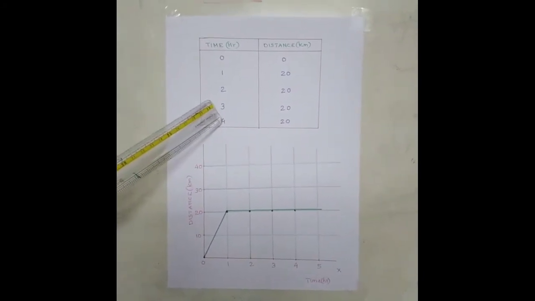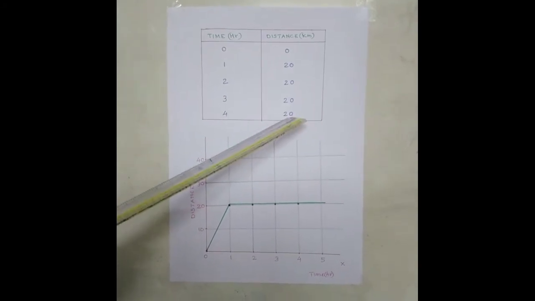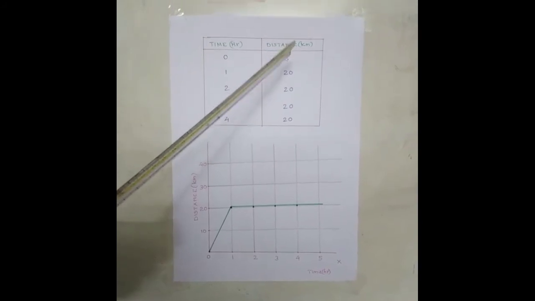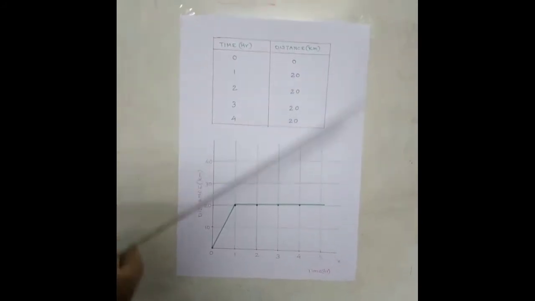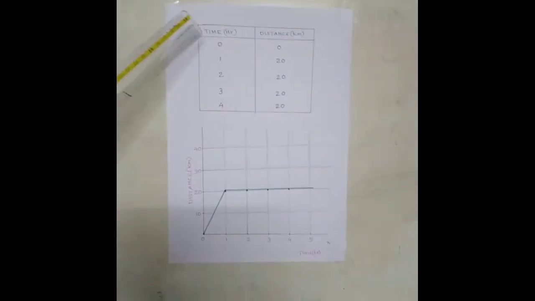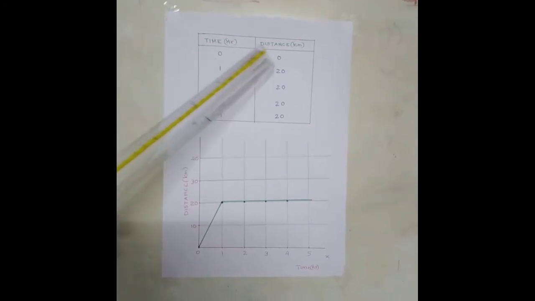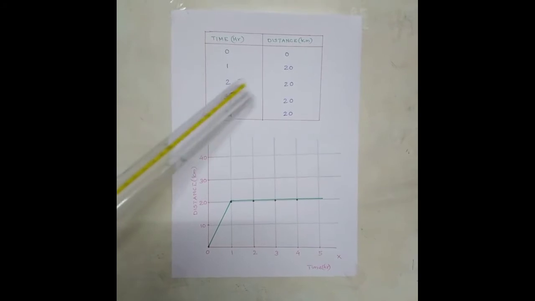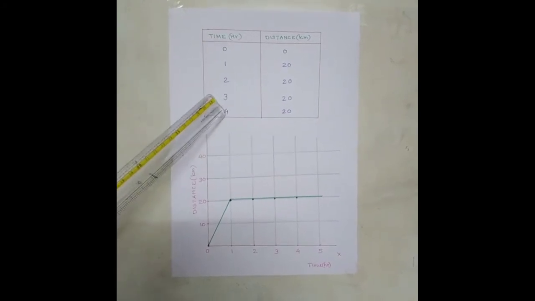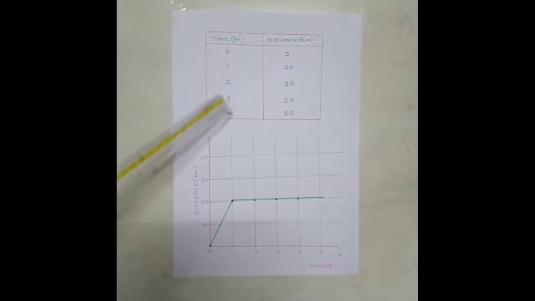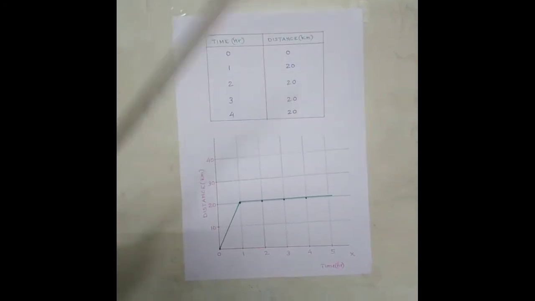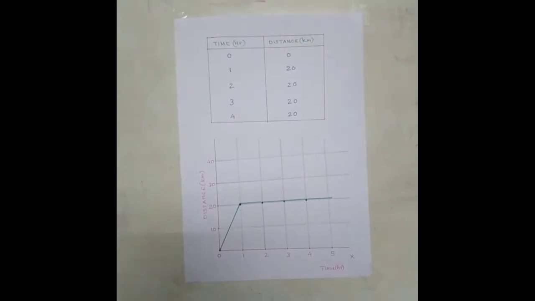At the end of 4 hours also the car is at 20 km. That means the car has traveled initially 20 km from the porch and thereafter it did not move. That means 0, 0; 1, 20; 2, 20; 3 hours journey, again 20 km; after 4 hours, 20 km. So it did not travel actually. After 1 hour it did not move. It was at rest. So how will this graph be?